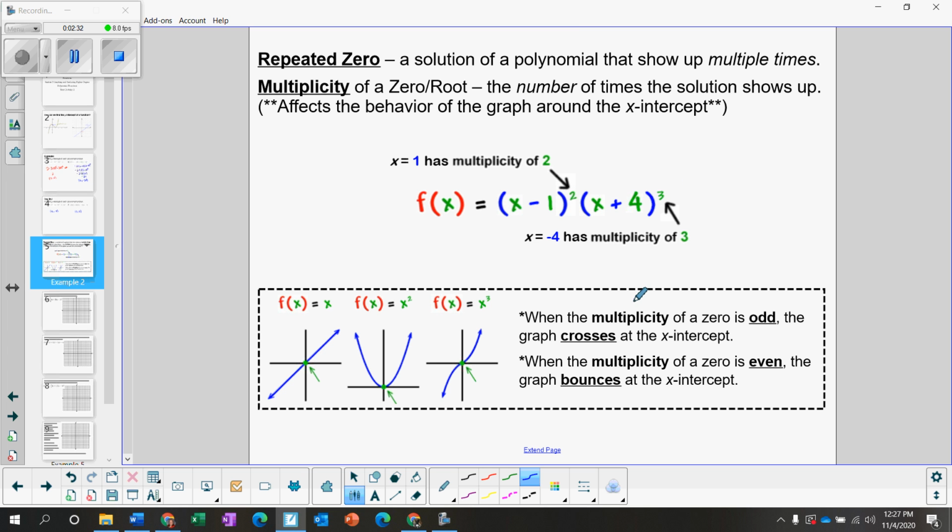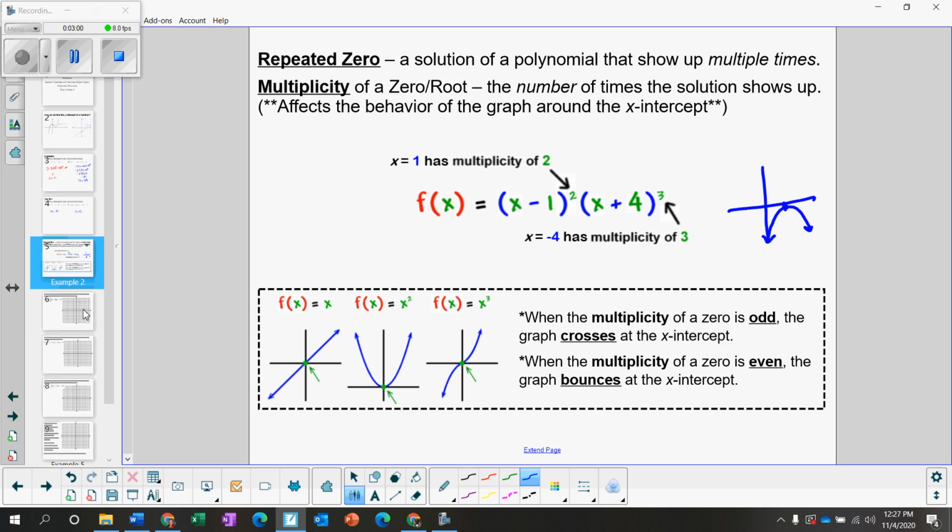(x + 4) is being raised to the third power, so the solution, or zero, of x equals -4 has a multiplicity of 3. If the multiplicity of a zero is odd, it's going to cross at that x-intercept. But if it's even, it's going to bounce. So if you had a line, it would go towards it, hit the zero and turn the other way. That's what's going to happen when it bounces, or when it's an even multiplicity.